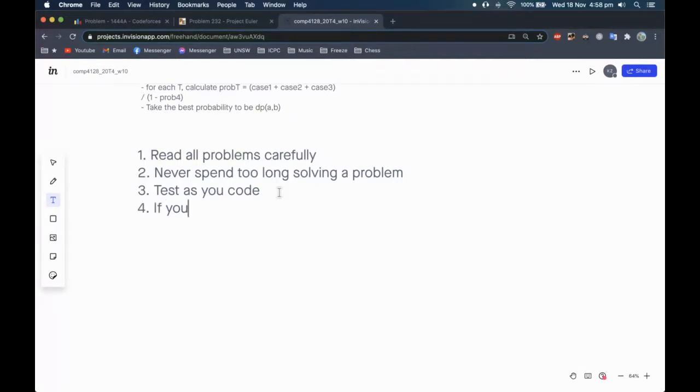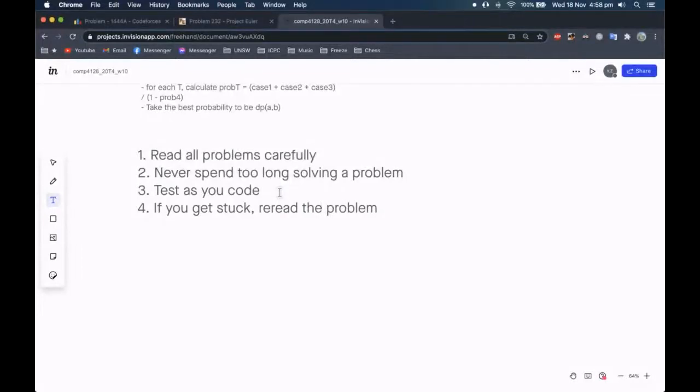Next is step 4. If you get stuck, reread the problem. This is something that often gets forgotten when bug fixing. You always get to that situation where maybe you've been thinking about this problem for a long time and haven't made any progress, or you've been trying to debug your program for a long time, but you can't figure out why it's getting WA, wrong answer, or time limit exceeded. If that's the case, one thing you should try is to reread the problem.